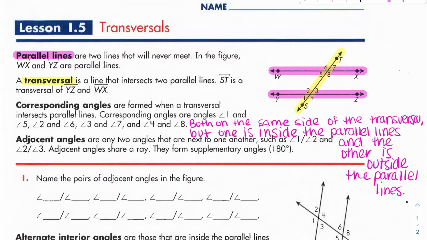The second type of angle that we're going to talk about today is adjacent angles. Adjacent angles are any two angles that are next to one another, such as angle 1 and angle 2, angle 2 and angle 3, and we could continue on, angle 3 and angle 4, angle 1 and angle 4, and then you can do the same thing for the ones that are next to each other with 5, 6, 7, and 8. They should share a ray, and the two angles that make up an adjacent angle pair will form supplementary angles, which means they add to 180 degrees.